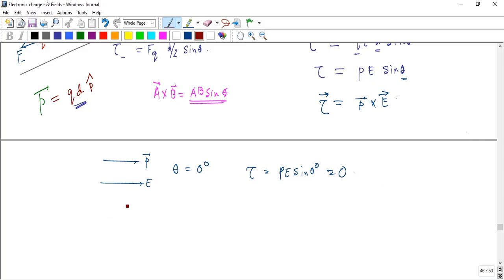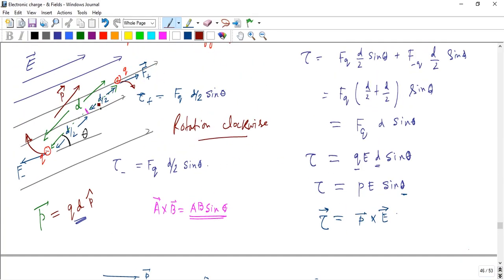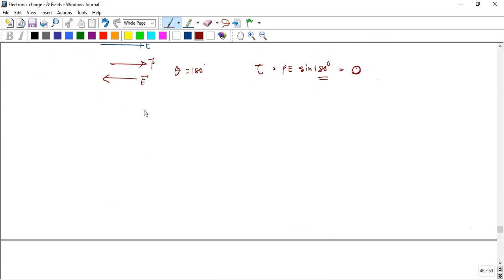And if P is anti-parallel to E, then theta is 180 degrees. So tau equals PE sin 180 degrees, and sin 180 degrees is also equal to 0. So this looks like an oscillation, like a pendulum. If I bend it here, it looks like this, if I consider it electrically in that direction.